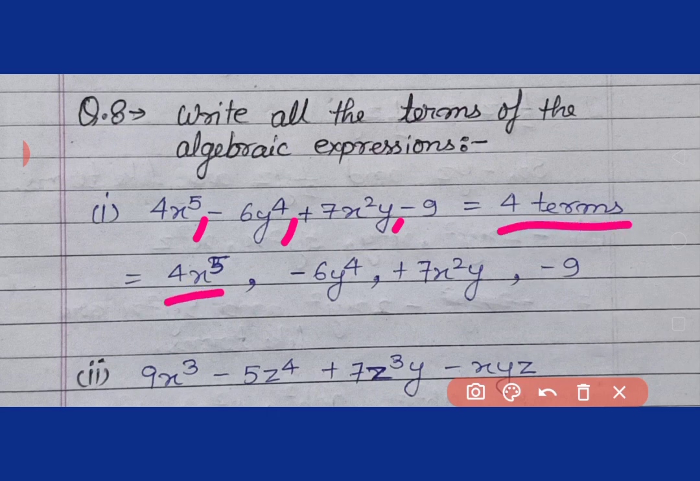First term 4x⁵, second -6y⁴, third 7x²y and -9. Sometimes it can also be written like 7x²y. Sometimes the plus sign will not be put before the terms. It means this is not necessary, but for your better understanding it is easier to understand whenever you put a sign of minus there.